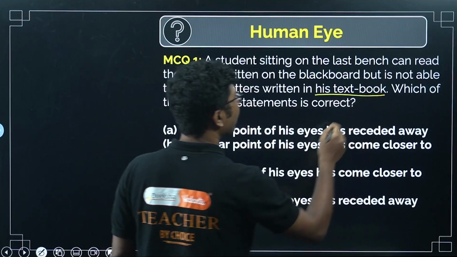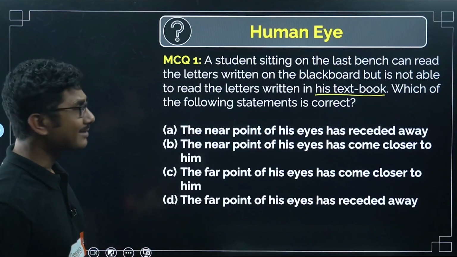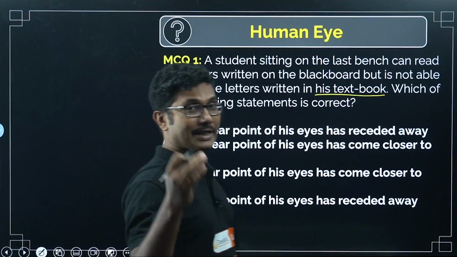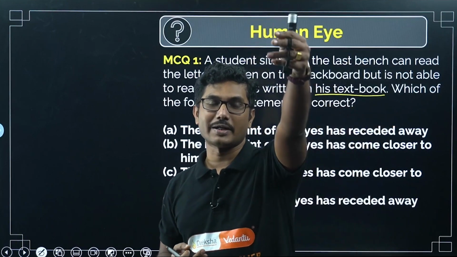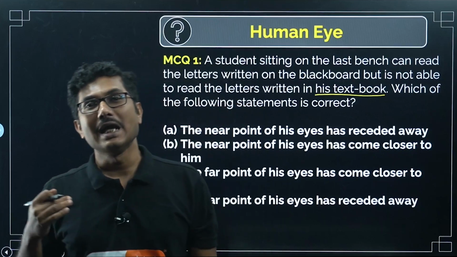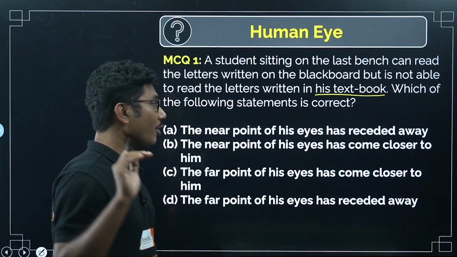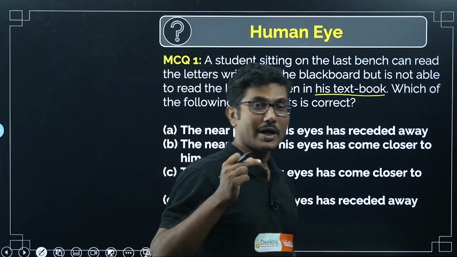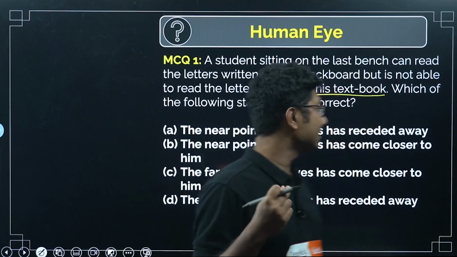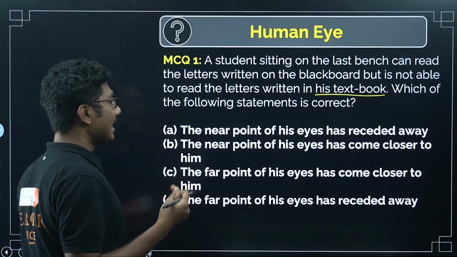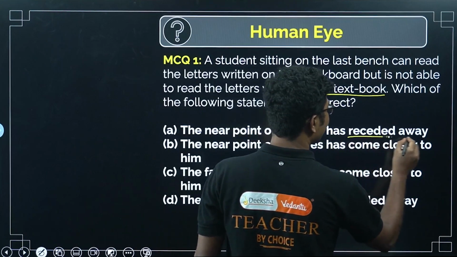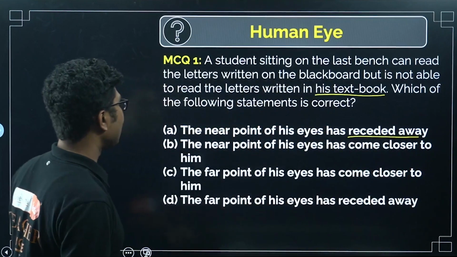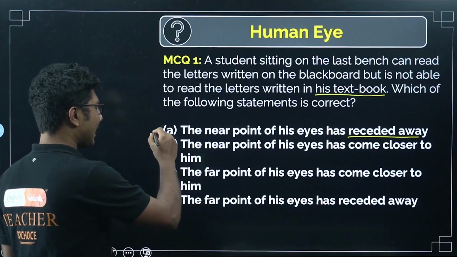Okay, so this is important. He is not able to read his textbook. That means his near point has shifted far so that he can see the farthest objects, but he cannot see close objects. Also, in the comments below mention what type of eye defect he has. Now in this case, the near point of his eyes has receded away. Okay, so it moved away. This is the correct option.